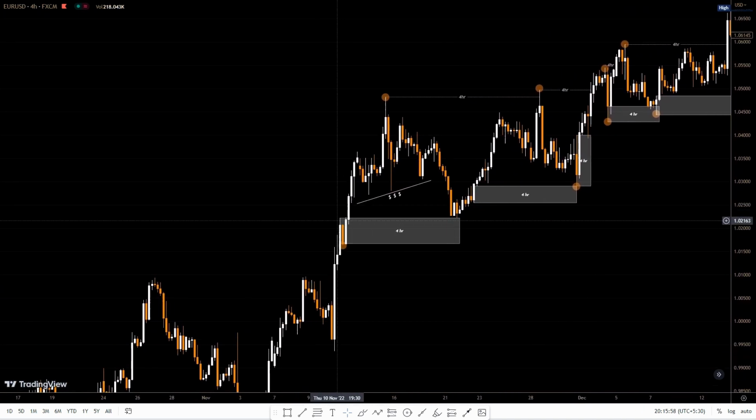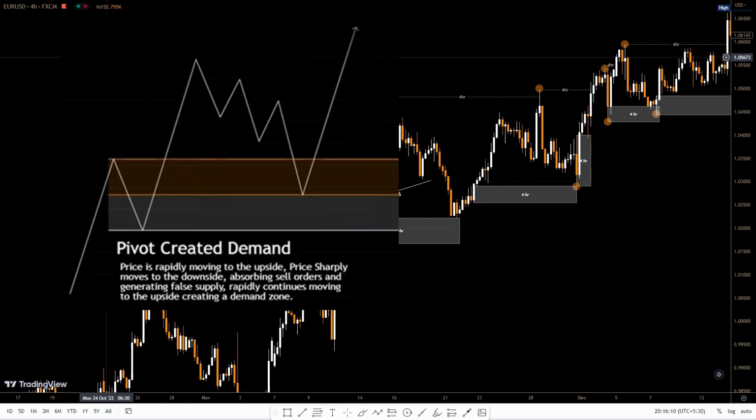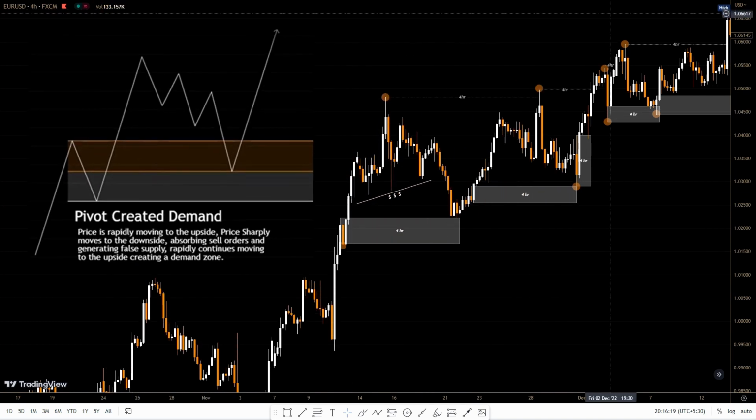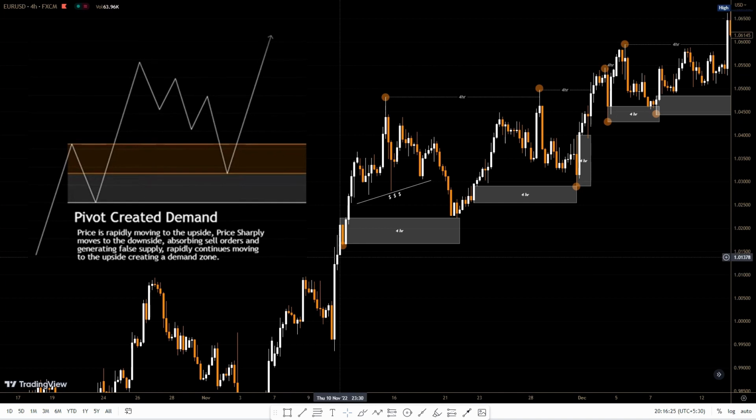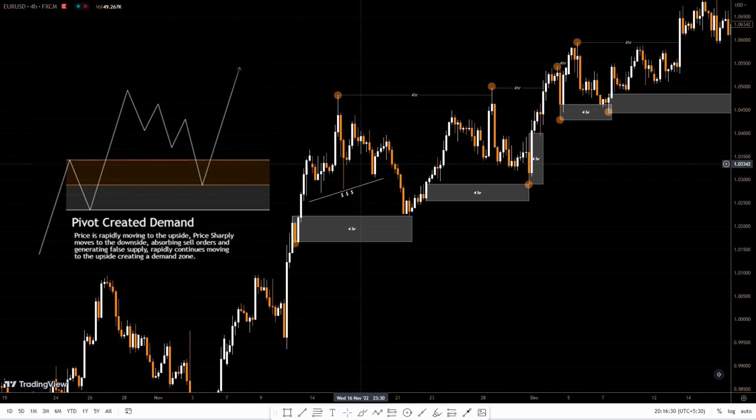this is the pivot created demand, right? Here you can see that this is the model of the continuation pivot created demand model. In this I button, you can check the video of range created demand and pivot created demand models. Now, from this pivot created continuation demand model, you see that price taps into this demand zone and now it is again moving in the upward direction.